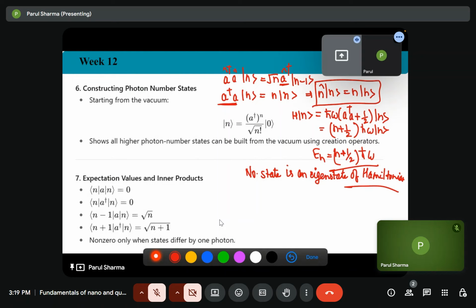Now we want to generalize this equation to find out the nth eigenstate.